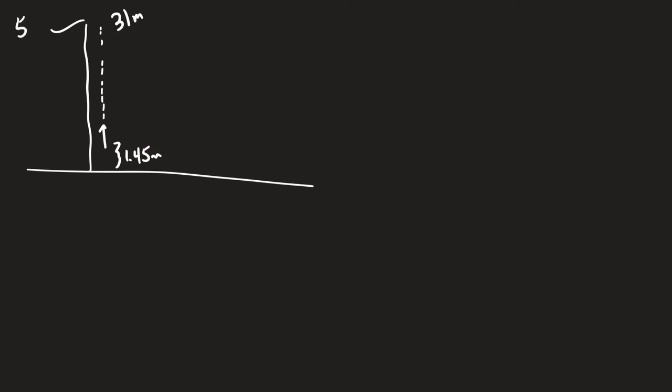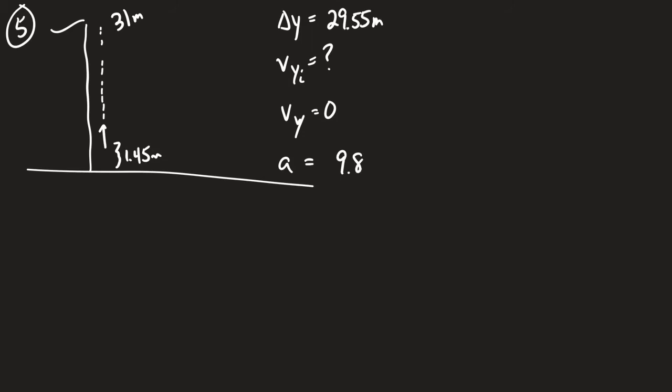In this problem, number 5, the arrow comes to rest at 31 meters and then falls back down. This was the maximum height attained by the arrow, which suggests that delta y is 29.55 meters because it went from 1.45 meters to 31 meters. We all okay with that? And although we don't know how fast the arrow was launched, we know that at that height, the final velocity was 0. And the entire time, gravity is pulling downwards on the arrow at 9.8 meters per second squared. If we assume up is positive, then that makes gravity negative.